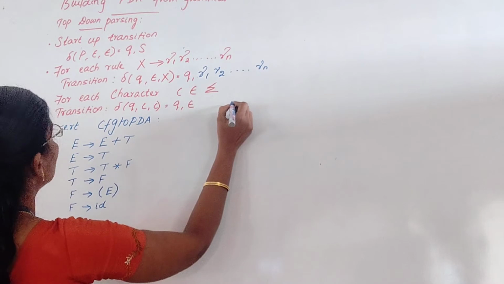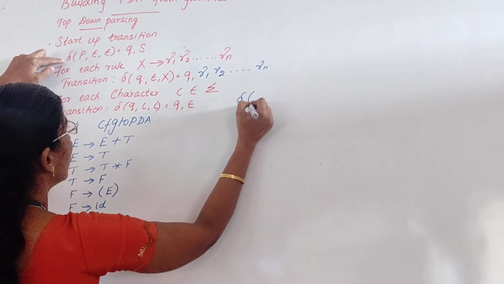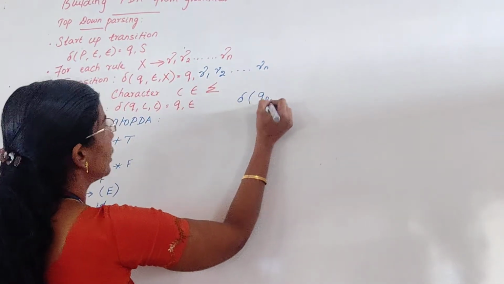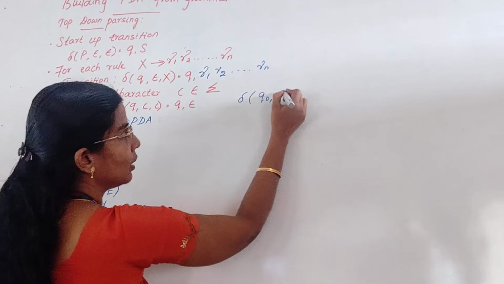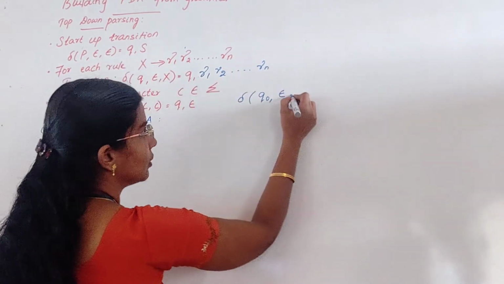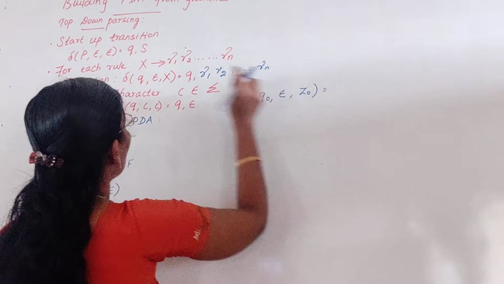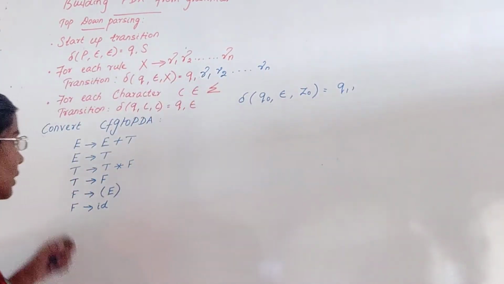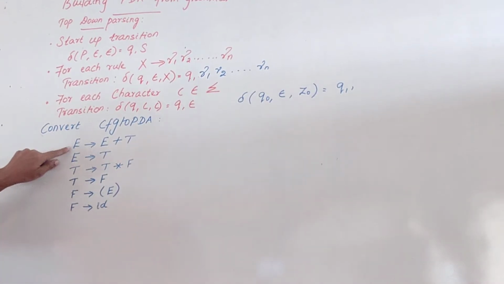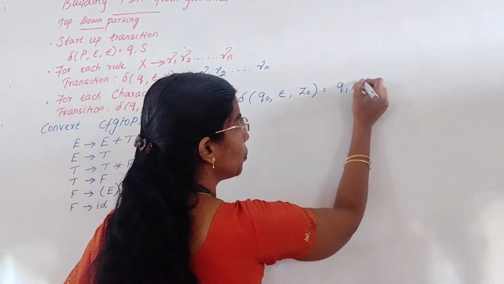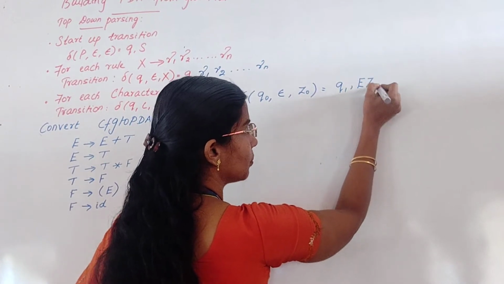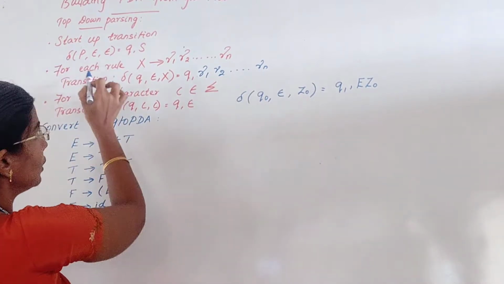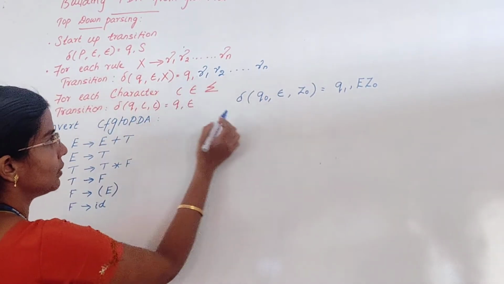So delta of Q0, empty input symbol and empty stack. There is a state change, so it will be Q1, and you can see this gamma, which is the start symbol. E is the start symbol. So I am going to push this E into my stack. Then for each rule I am supposed to write this transition.